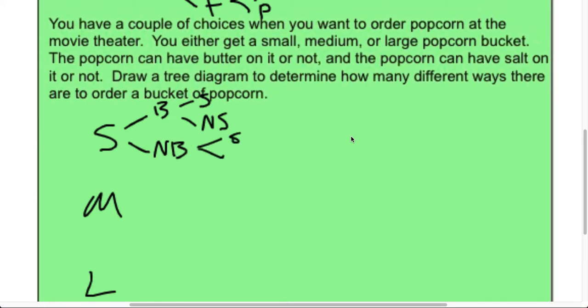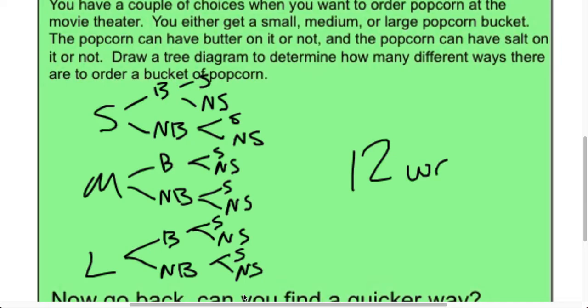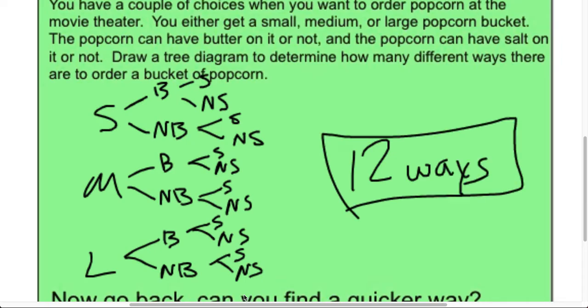You could go no butter with salt. You could go no butter with no salt. Okay, and then the same options exist for medium and large. Butter, no butter. Salt, no salt. No butter with salt, no butter, no salt. Butter, no butter. Butter with salt, butter with no salt, and so on. We count the number of branches. We've got 1, 2, 3, 4, 5, 6, 7, 8, 9, 10, 11, and 12. And so in this case, there happen to be 12 different ways to do that again. Okay? But there's a quicker way.